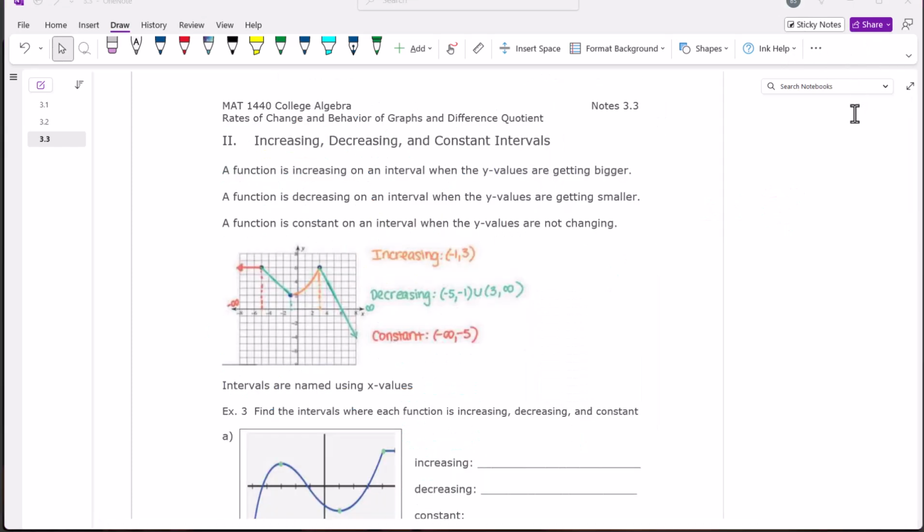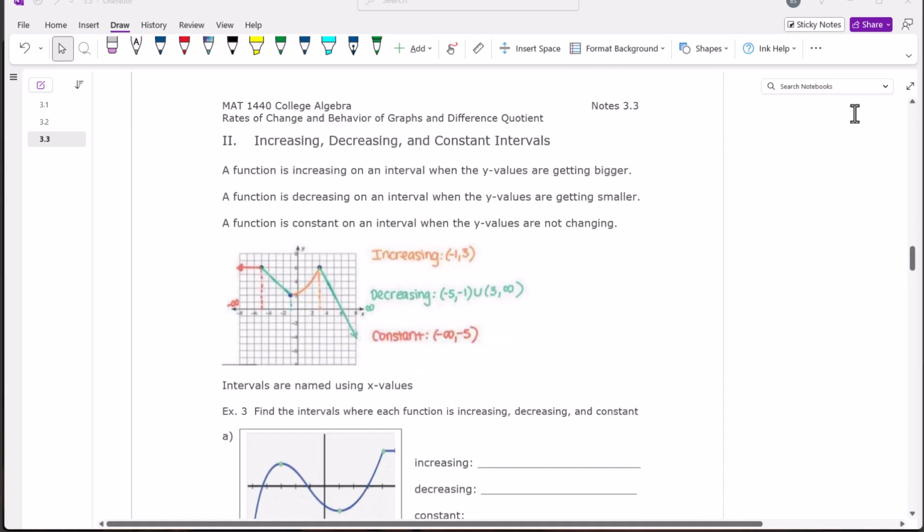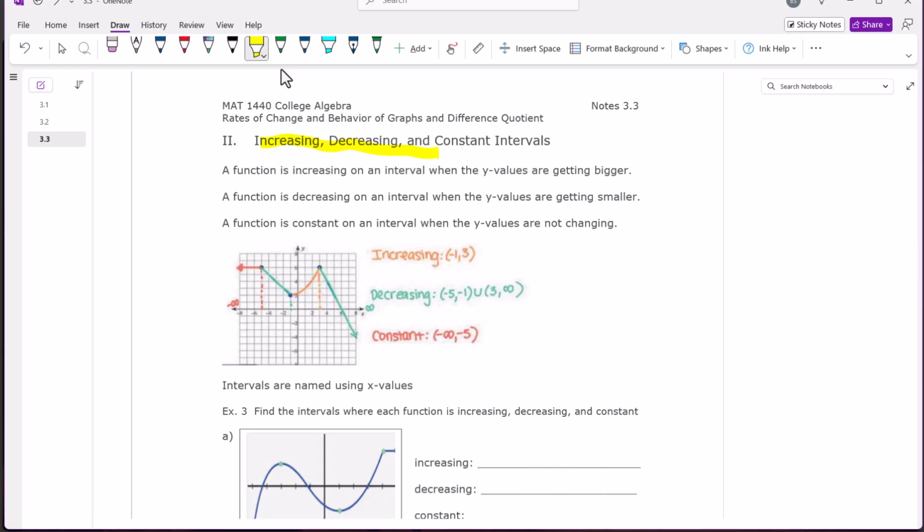Okay, next thing on here is something that's preliminary to calculus. In a calculus class, you tend to learn how to work with what's called a derivative of a function to identify where a function increases and decreases. In this class, we're just going to get comfortable with what the concept is.